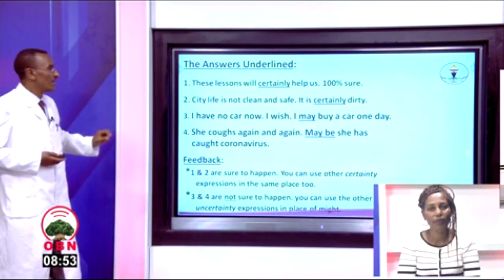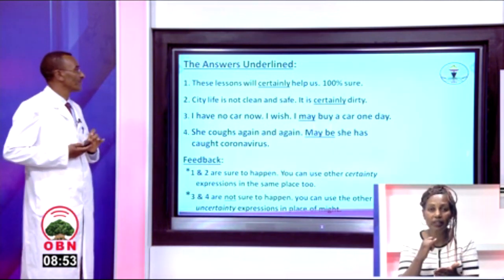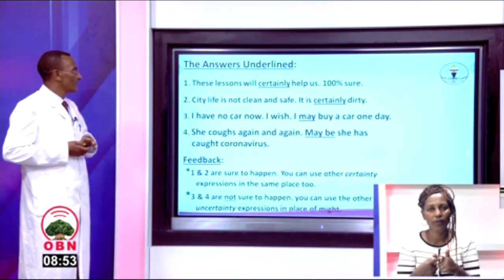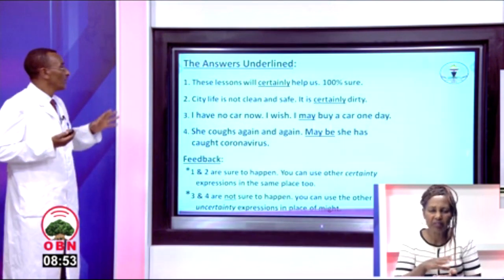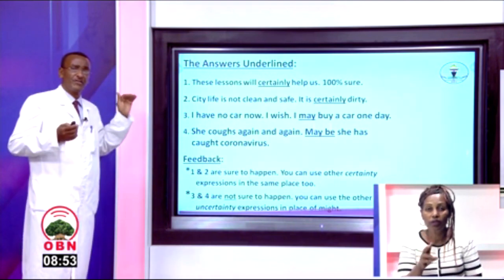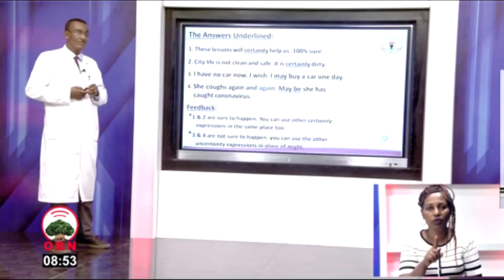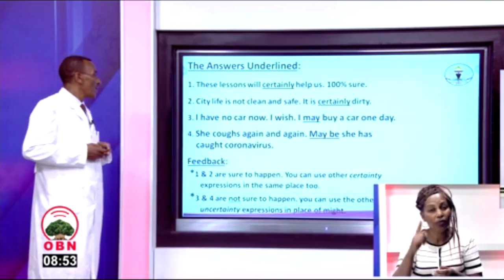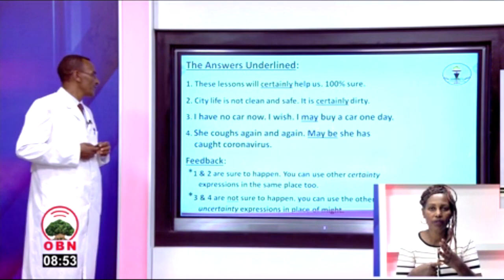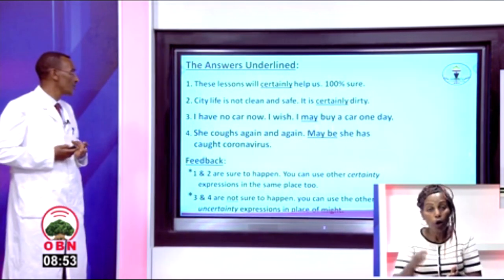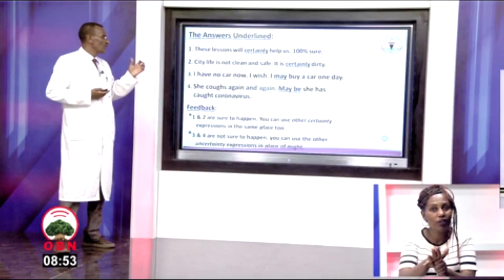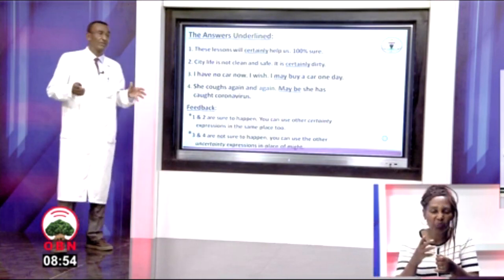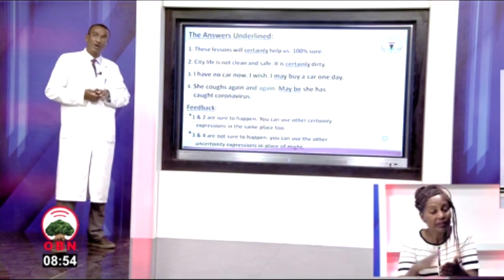Here we go. One, these lessons will certainly help us. 100% sure. Two, city life is not clean and safe. It is certainly dirty. Both of them are sure, first and second sentences. Third sentence, I have no car now. I wish I may buy a car one day. Four, she coughs again and again. Maybe she has caught coronavirus. The last two, may and maybe, show uncertainty. We are not 100% sure. We have doubt. But in the case of one and two, we are very sure, 100%.